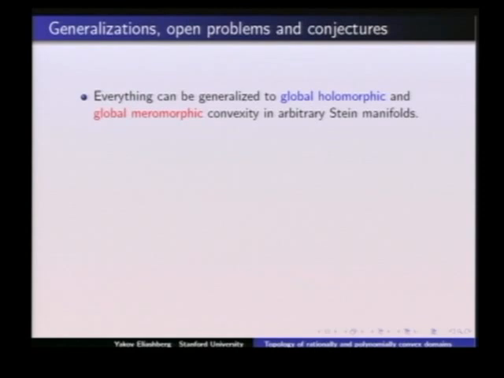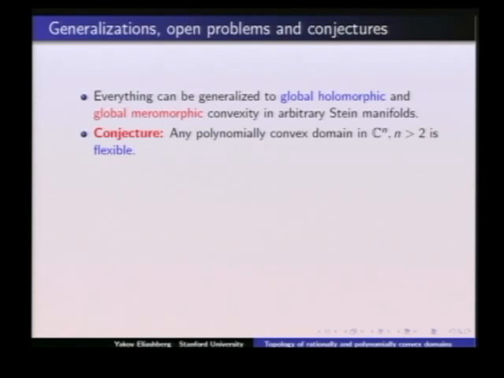So let me talk a little bit about possible generalizations and some open problems. First of all, everything holds if you replace Cn by any Stein manifold, and then instead of polynomial convexity you talk about convexity with respect to the algebra of globally defined holomorphic functions or globally defined meromorphic functions. Then exactly the same holds, except that instead of the condition that the top homology is trivial, for meromorphic convexity you get a condition that the n-dimensional homology injects into the homology of the ambient manifold.